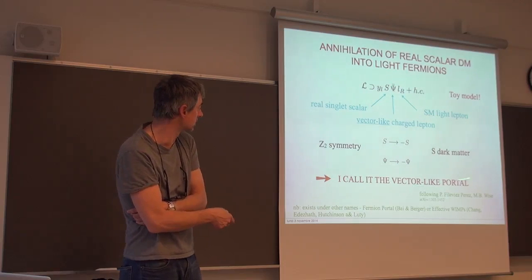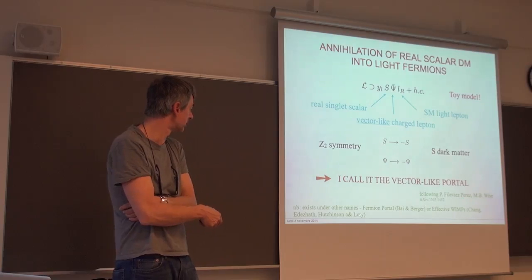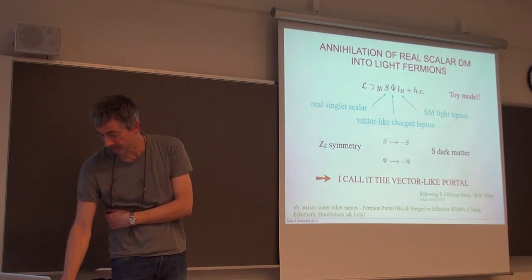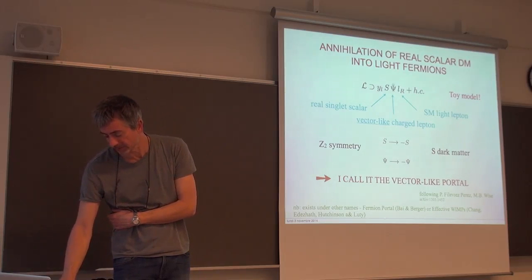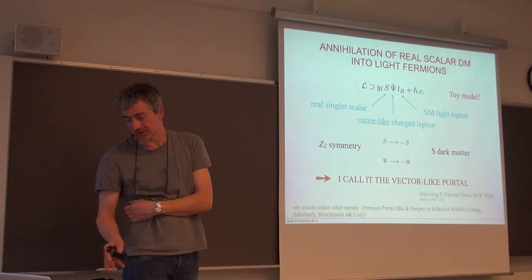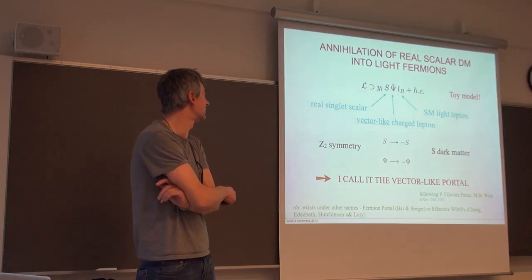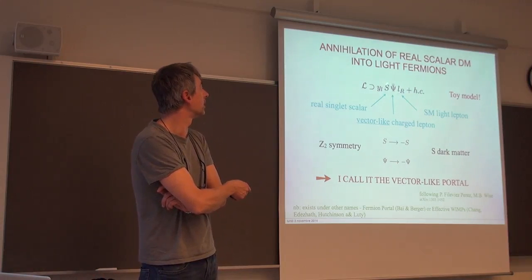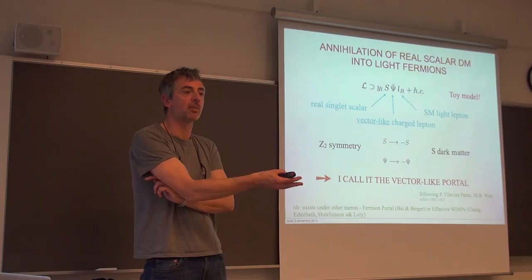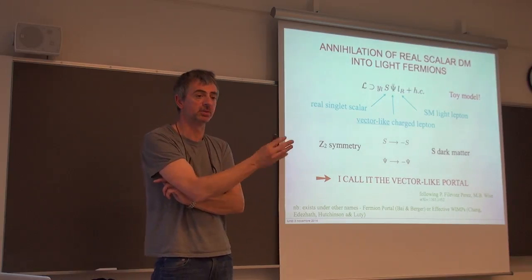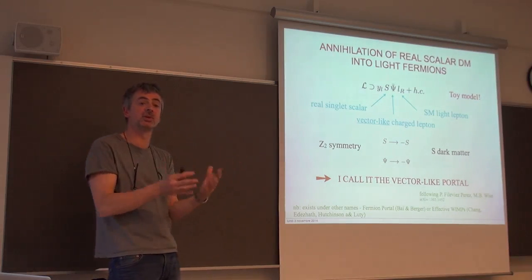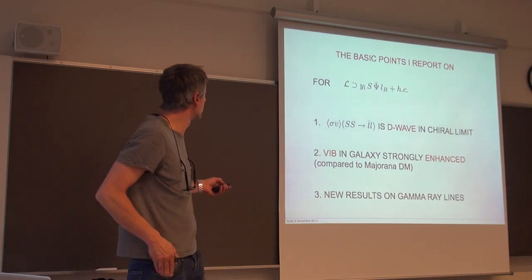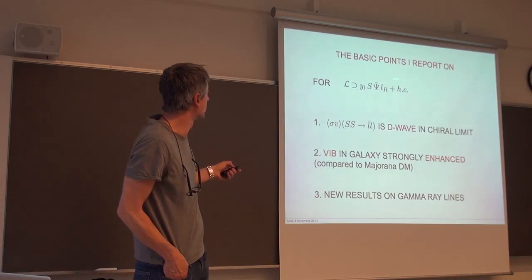I call this the vector-like particle, following these people, but it is also called a fermion portal in different contexts. So it's a very simple model. If you want, it's a bit like the Z prime case to some extent: you have the dark matter and an extra particle, which is a messenger between the visible sector and the dark sector.